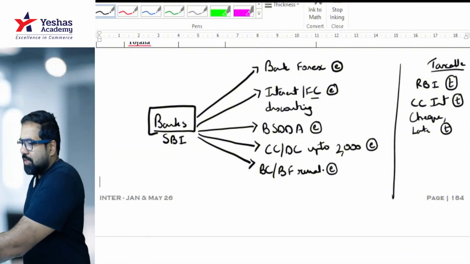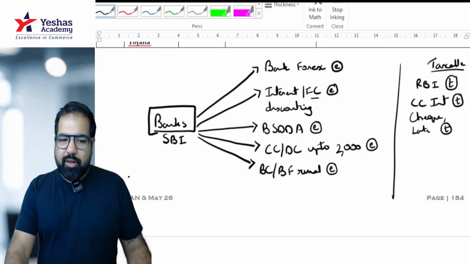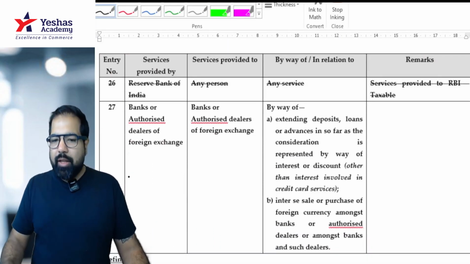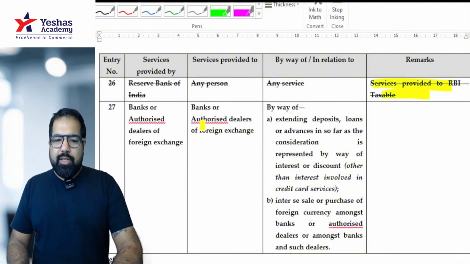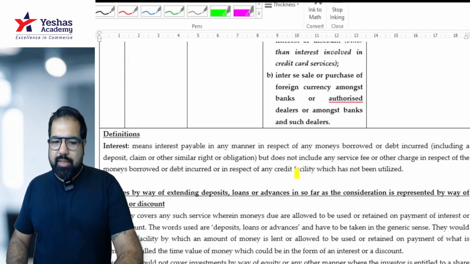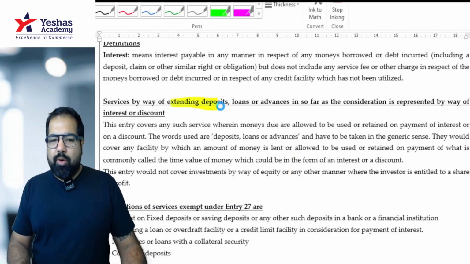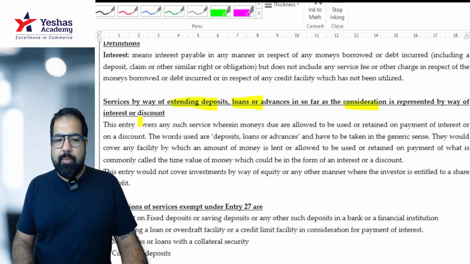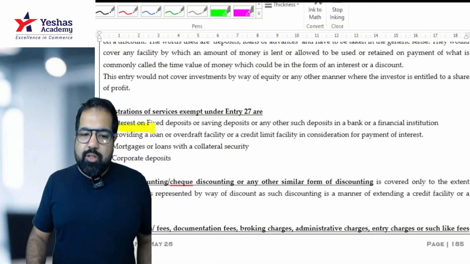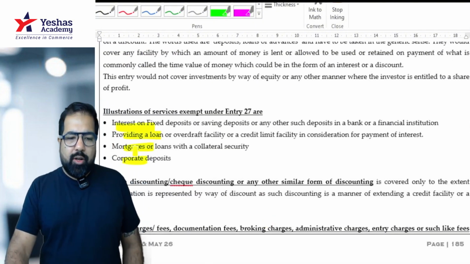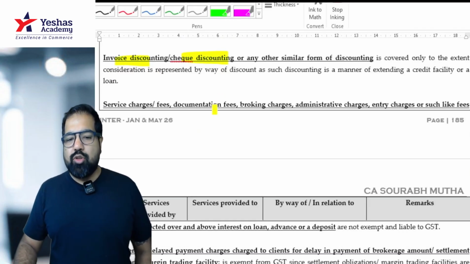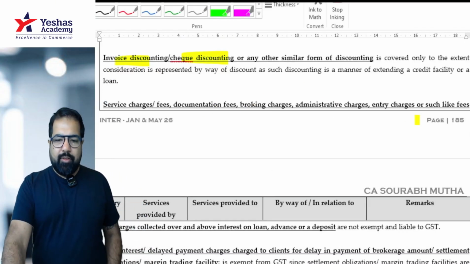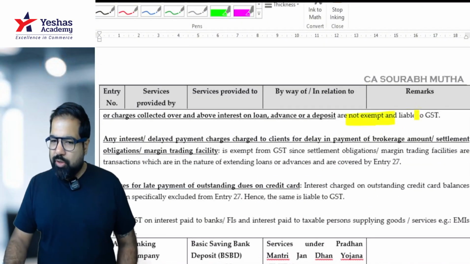Let's move ahead now and see what is the discussion here, and then we'll take a look at the questions as well. Reserve Bank of India is now taxable. This one has been removed. Banks authorized dealers when they give services to each other for forex, this is exempt. Extending deposits, loans and advances, consideration represented by way of interest or discount, this is completely exempt by whatever name called. Interest on FD, loan, mortgage, corporate deposit, whatever word. Invoice discounting or check discounting is completely exempt. But service charge, documentation, broking, admin, all that will be liable to GST and are not exempt.